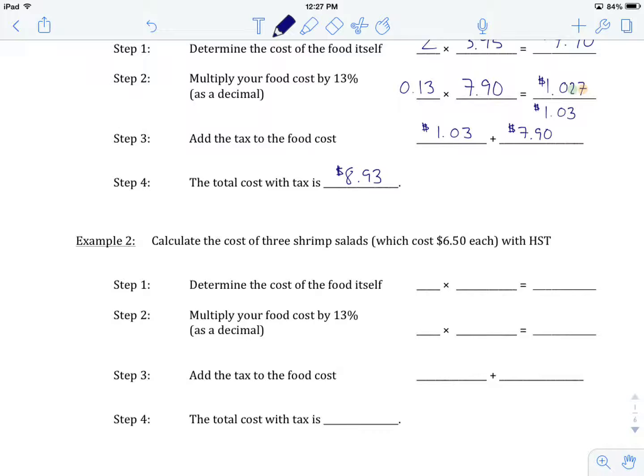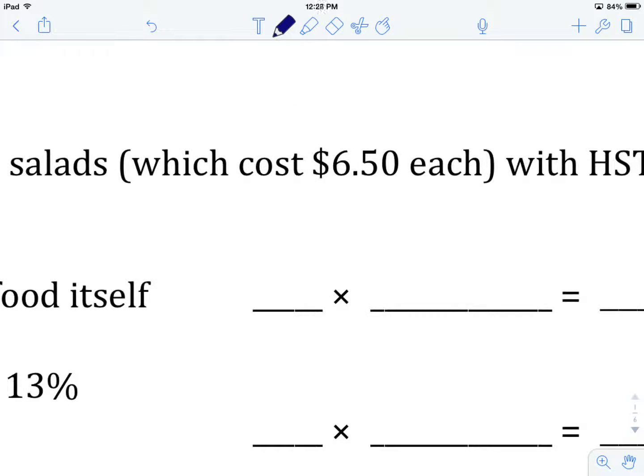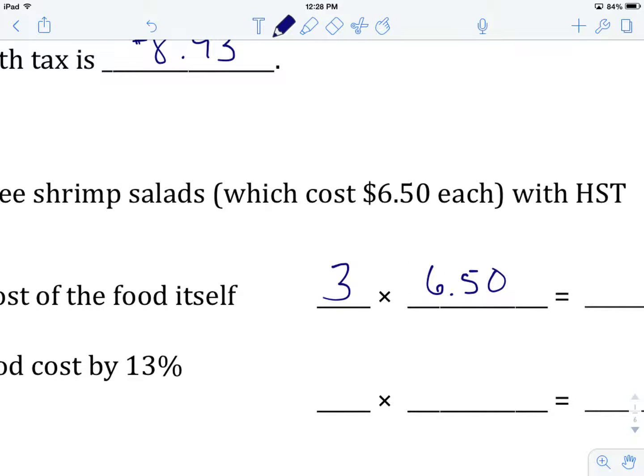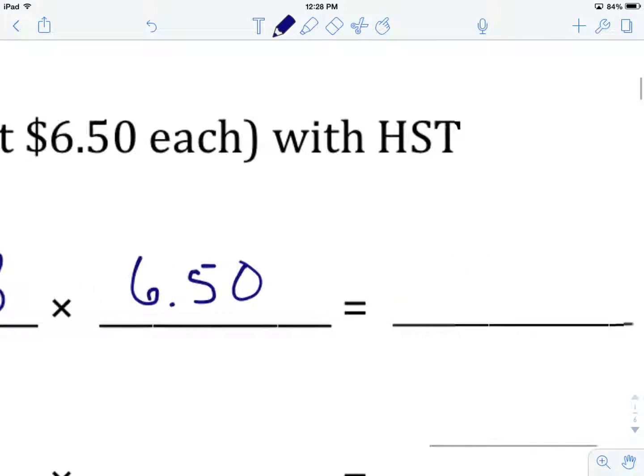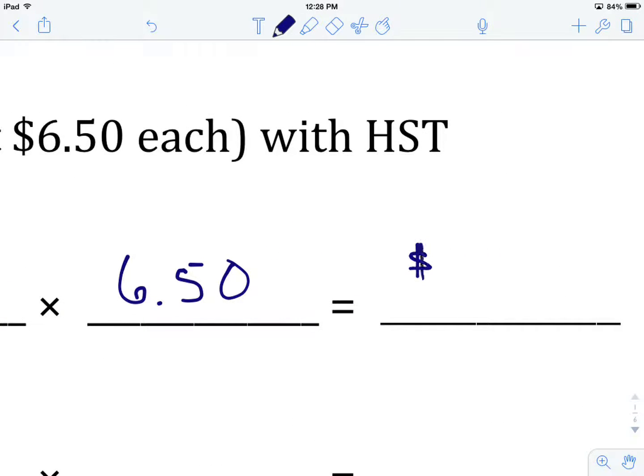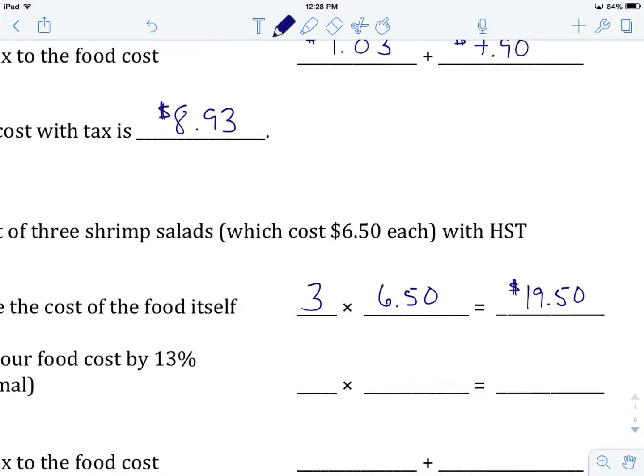Okay, so you're back. You've tried example number 2. Let's go through it together. Step number 1, of course, is to determine the cost of the food itself. We are asked to calculate the cost of 3 shrimp salads, each of which cost $6.50. So when we type that into our calculator, 3 times $6.50, it gives us $19.50, which becomes our food total. That's how much just the food piece costs.